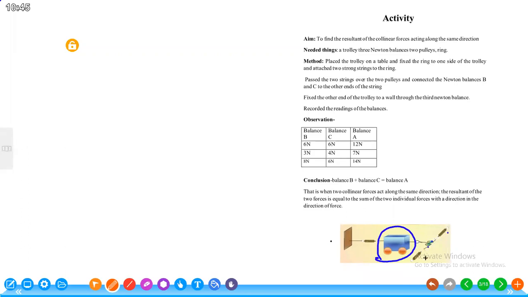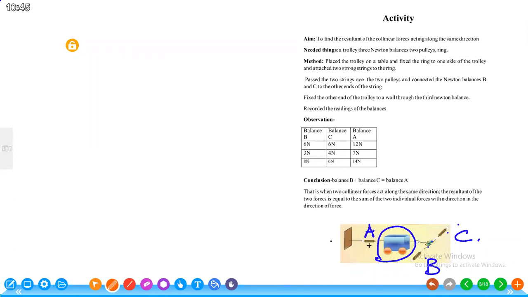Then place the two strings over the two pulleys and connect them to the Newton balances B and C. Right, now we are going to name them Newton balance B and C. And this is the Newton balance A. So fix the other end of the trolley to the wall through the third Newton balance. Right, this is the third Newton balance.